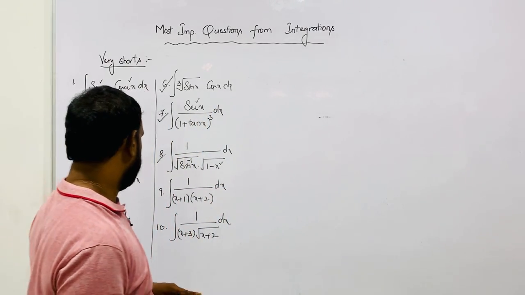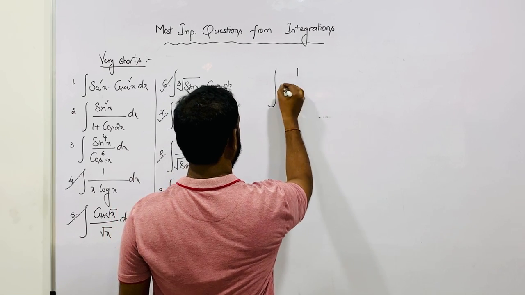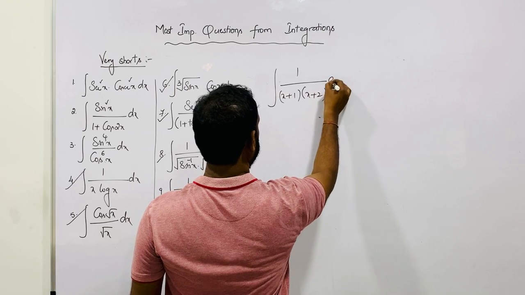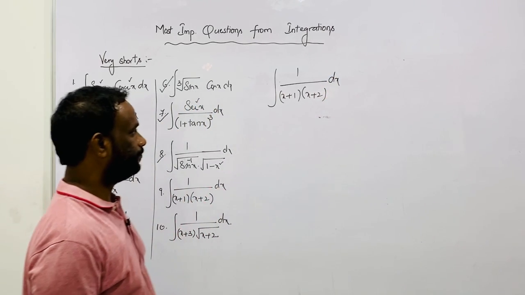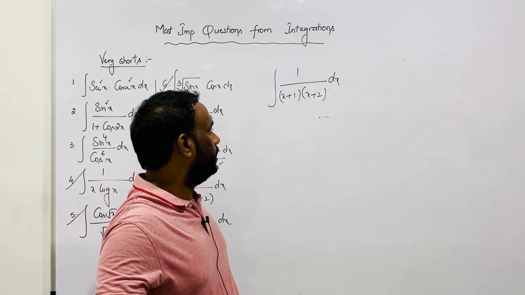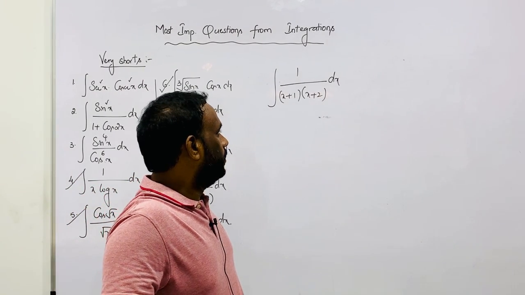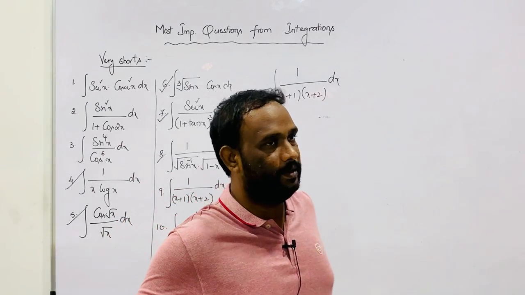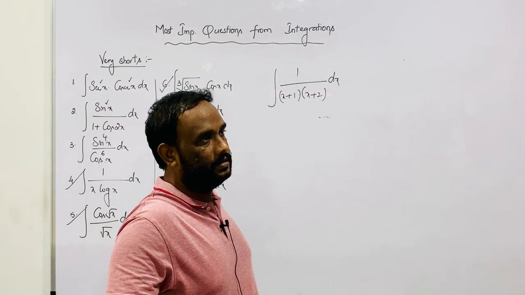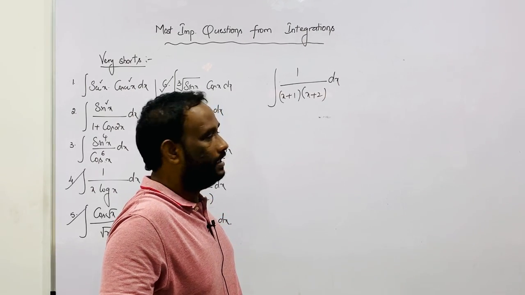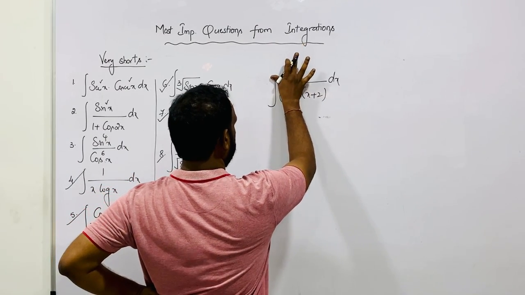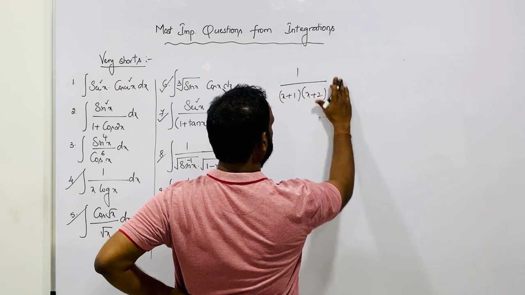It is given as the integral of 1 by x plus 1 into x plus 2 dx. If you observe the problem, in the denominator there are two factors. Whenever in a given problem the denominator is given in the form of factors, then the best method for integration is partial fractions. Now let us consider this first and distribute the terms.